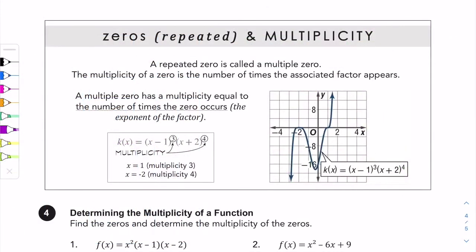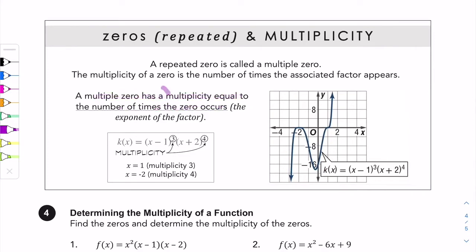About zeros, repeated zeros, and multiplicity. So a repeated 0 is called a multiple 0. It's when you have zeros that happen more than once. The multiplicity of a 0 is the number of times the associated factor appears. So if you have a factor that appears 3 times, the multiplicity would be 3. A multiple 0 has a multiplicity equal to the number of times the 0 occurs.